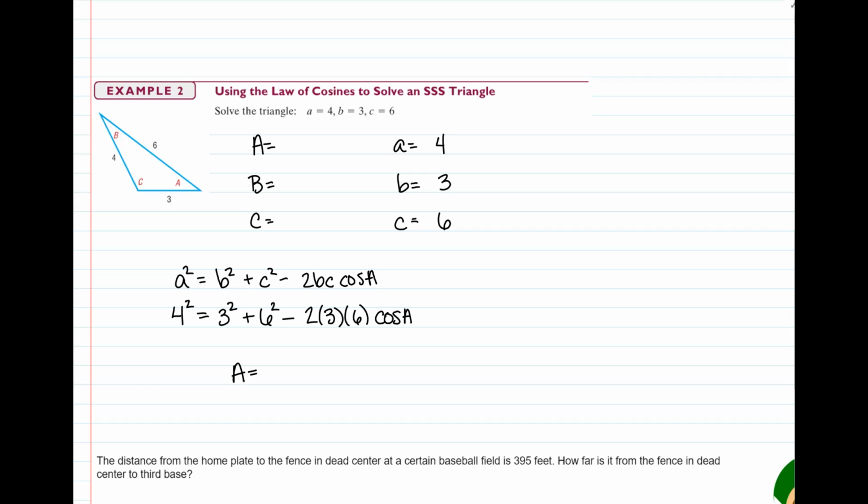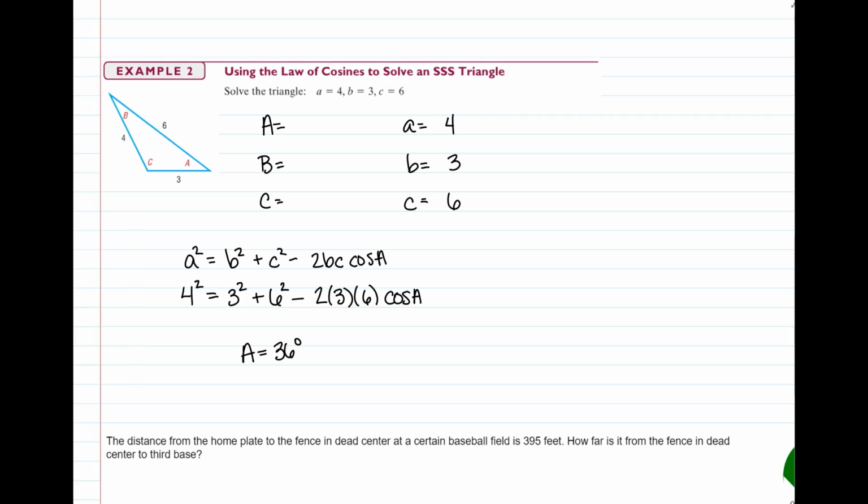And I'm going to give you a chance to pause your video and type this in and check and make sure that you get it right. So go ahead and pause your video. All right, and you should get 36, we'll round to the nearest whole number, so 36 degrees for angle A.